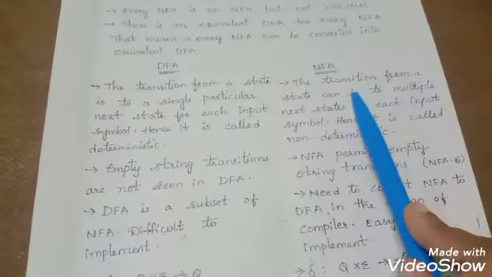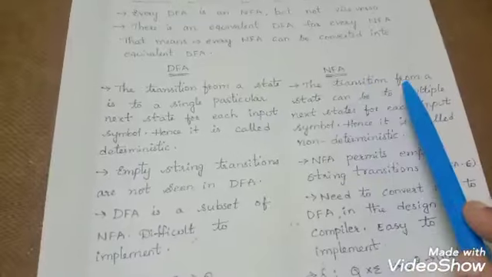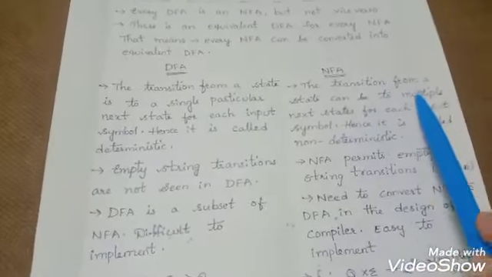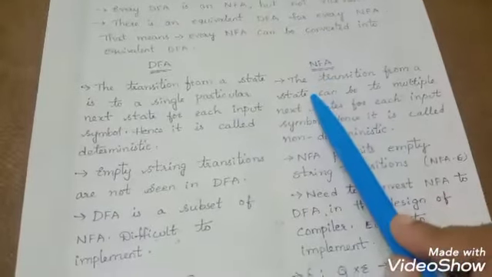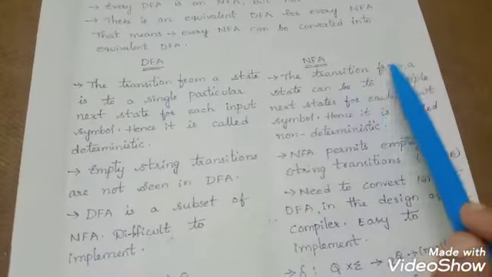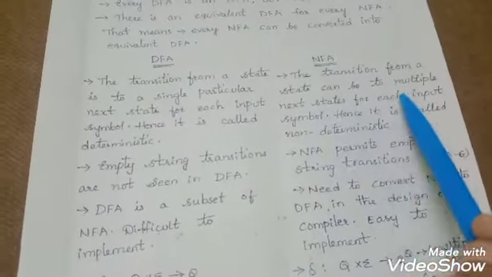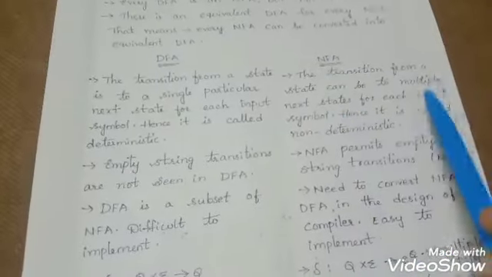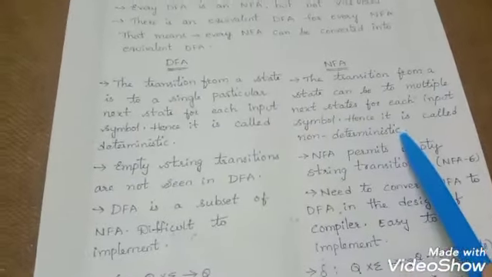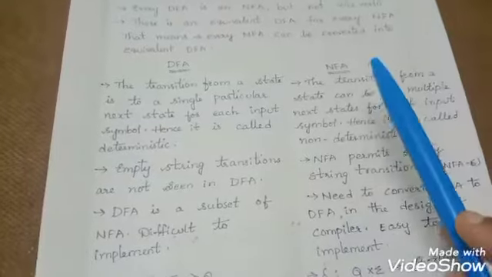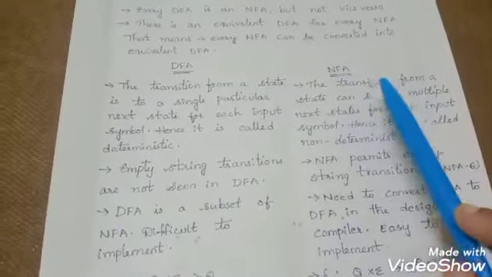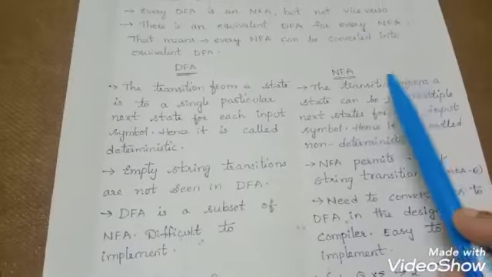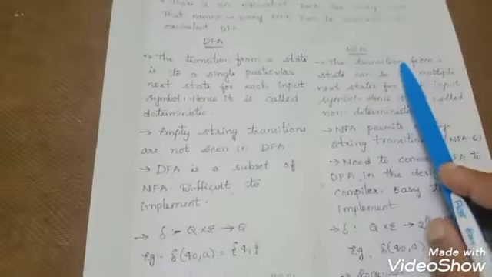Whereas in an NFA, there is more than one transition from one state to other states. So here you can see the transition from a state can be to multiple next states for each input symbol. Hence, it is called non-deterministic. So from one input, multiple transitions can be made, and that is called an NFA.